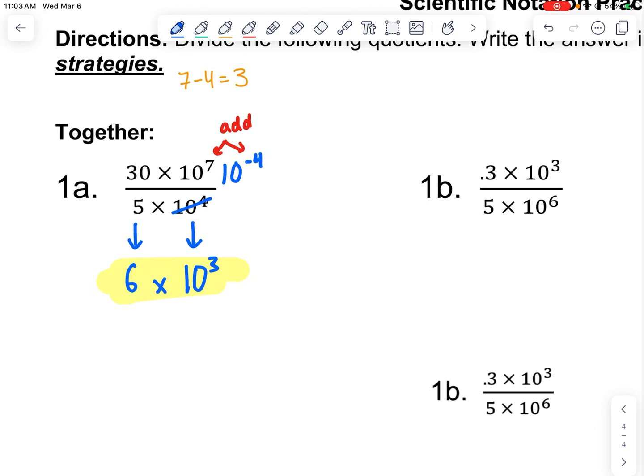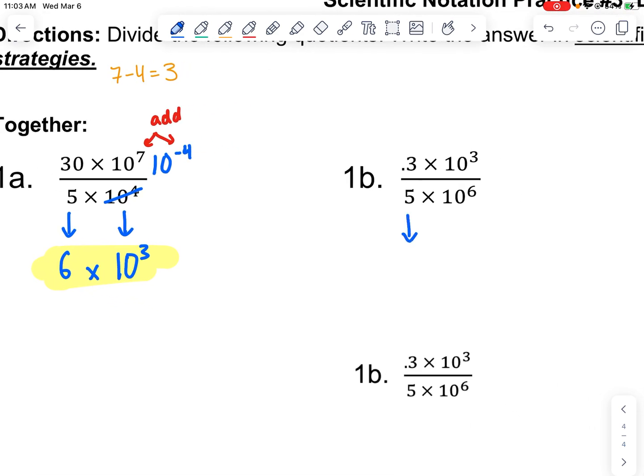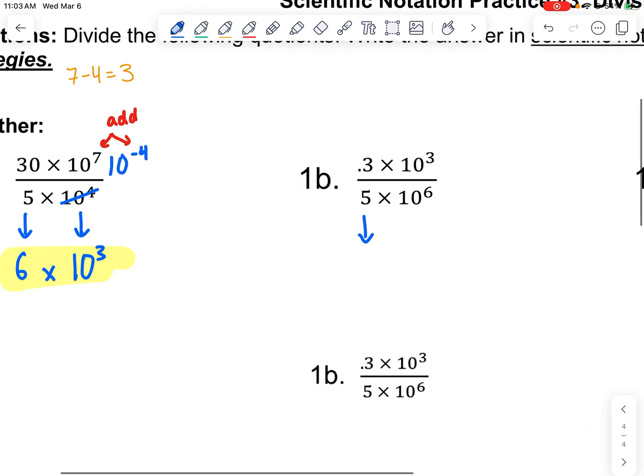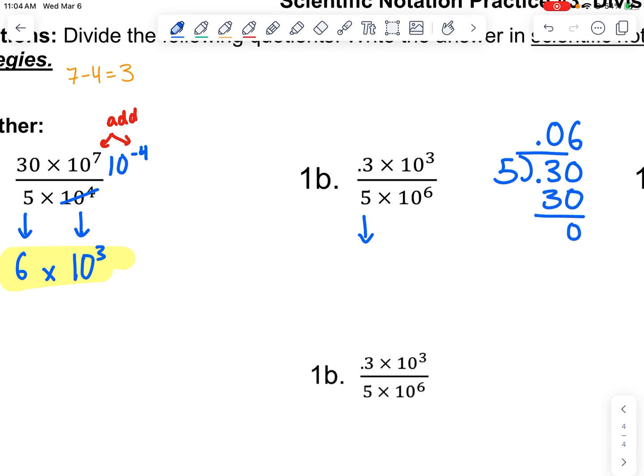On the next problem, I need to first do 0.3 divided by 5. You could do long division for this. 0.3 inside, 5 outside. 5 does not go into 3, so I'll bring my decimal point straight up and I'll write a 0. And I put another 0. 5 goes into 30 6 times. That goes in evenly, so I'm done, and I get 0.06. Then I need to figure out my exponent.